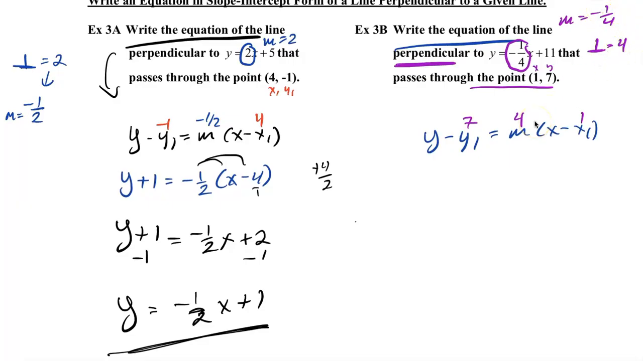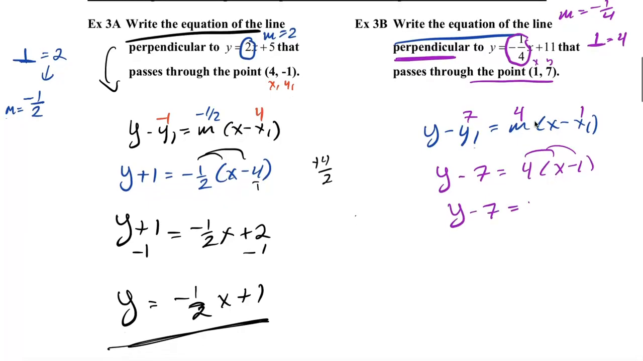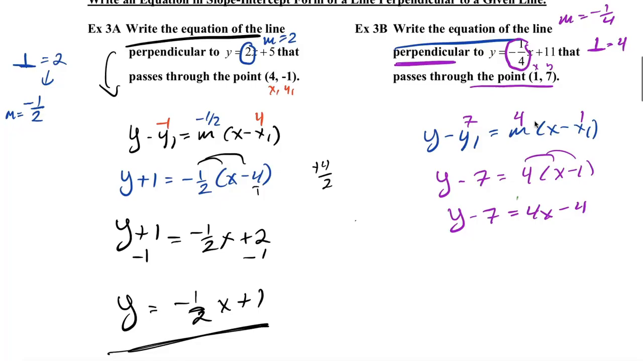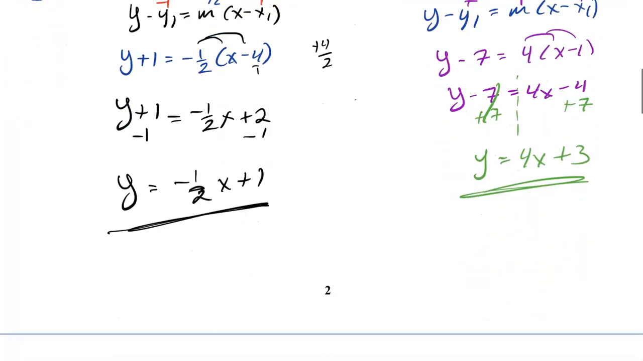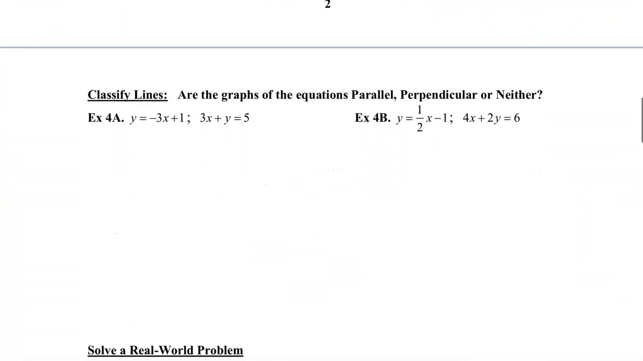So we have that. Now let's rewrite it because they do want it in slope-intercept form. So we've got to get y by itself. So distribute the 4: y minus 7 equals 4x minus 4. Let's get that y by itself. So we're going to add 7 to both sides, plus 7, plus 7. I get y equals 4x plus 3. There we go.